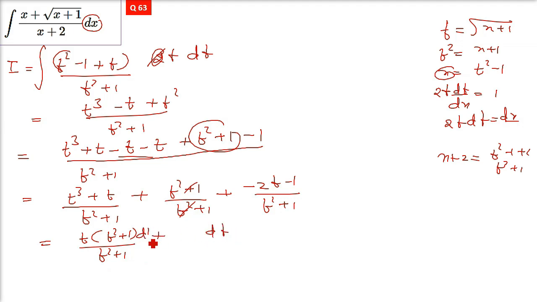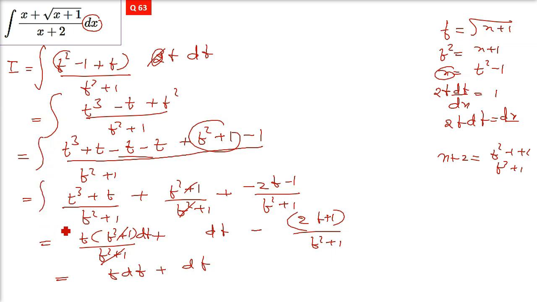Please remember, integration in dt is already everywhere. I am not writing it. That doesn't mean you will not write it. So it will be, this is negative 2t plus 1 by t square plus 1. So this gets cancelled. T dt integration will be direct. T dt integration and this dt integration.